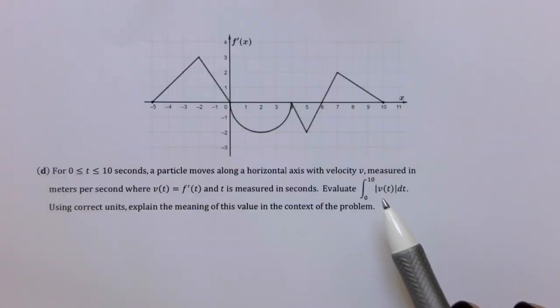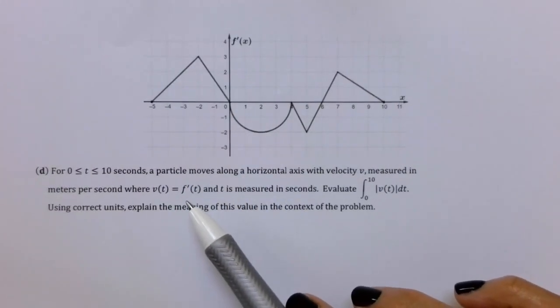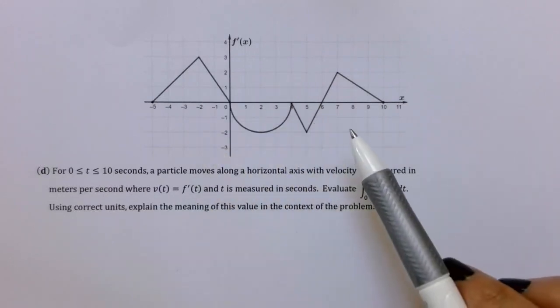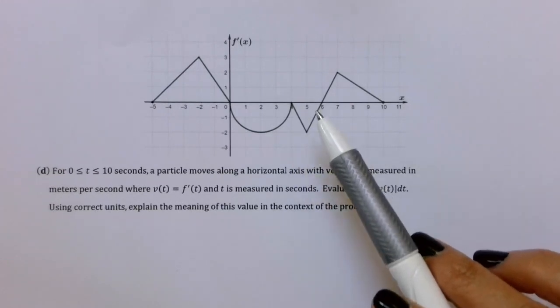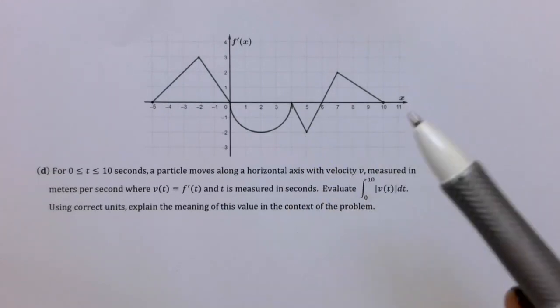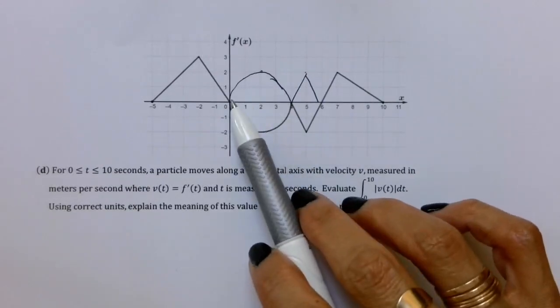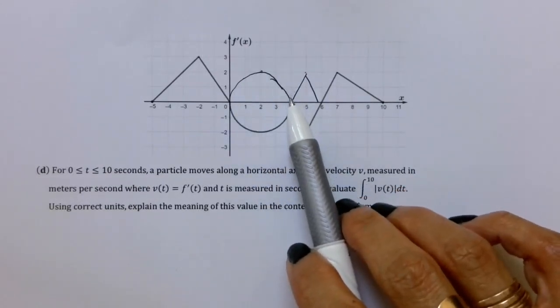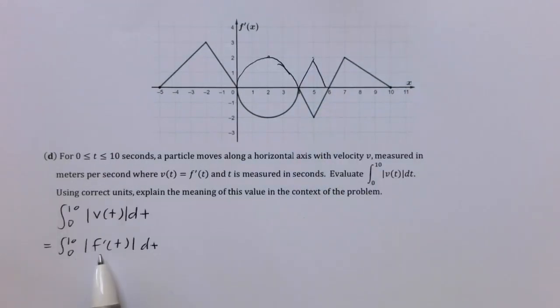When you have the absolute value of v, and it tells you that v equals f prime, we're going to take this f prime graph, and any parts where the graph is below the x-axis or negative, we're going to reflect them up to make them positive. Oh, that was messy. But anyways, this half of the circle is now up above the x-axis, and this triangle is above the x-axis.